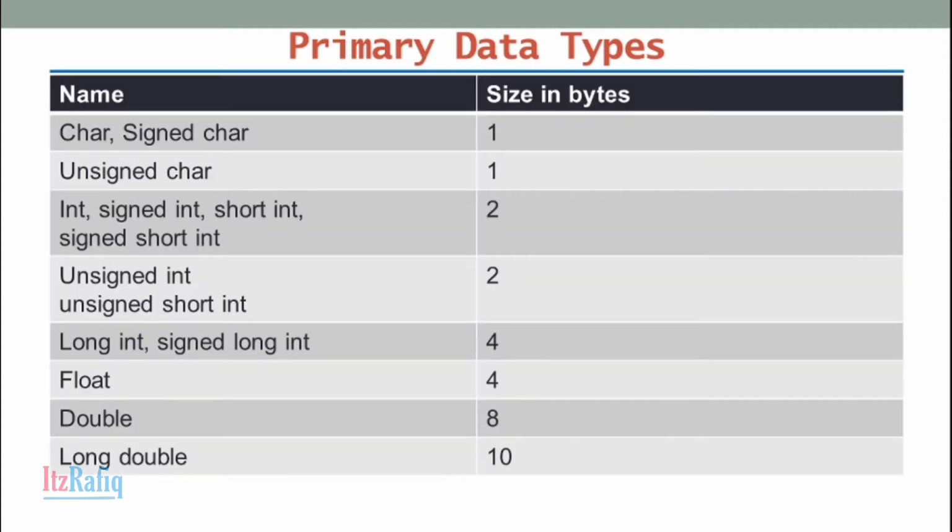Here are the size of primary data types. That one you have to remember for exam. To store a character, will require 1 byte of memory. It can be signed or unsigned. To store an integer, will require 2 bytes of memory. To store short integer, 2 bytes of memory. For long integer, 4 bytes, float 4 bytes, double 8 bytes and long double will require 10 bytes of memory space.